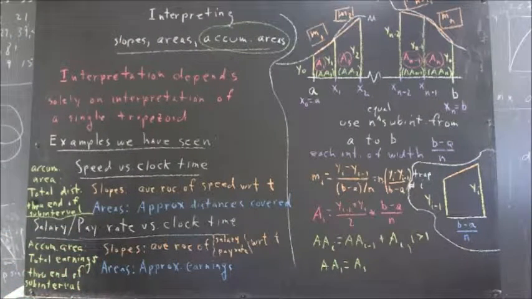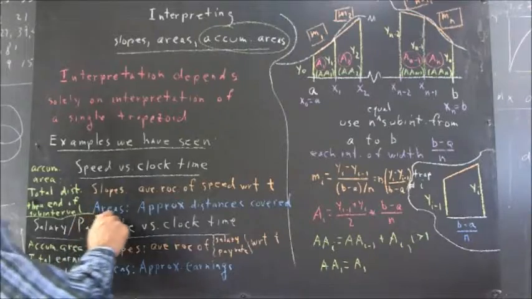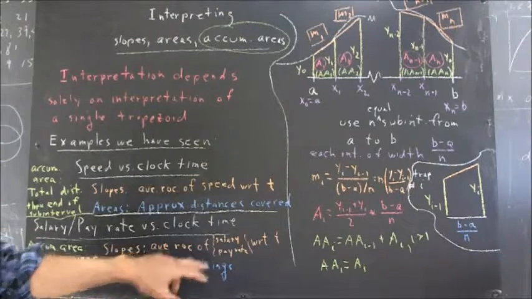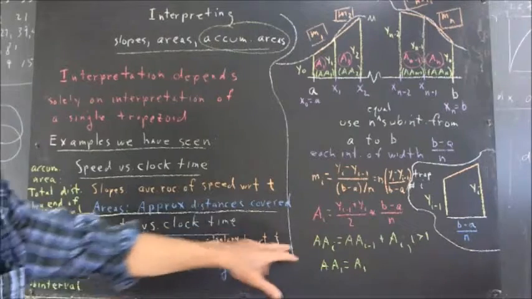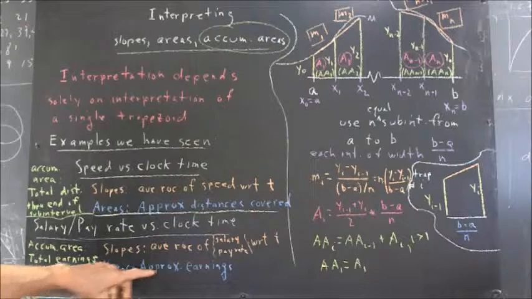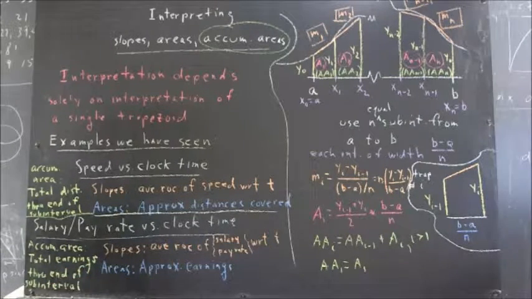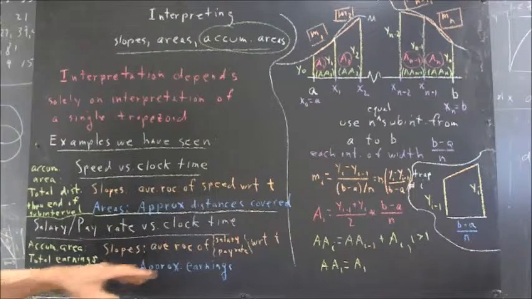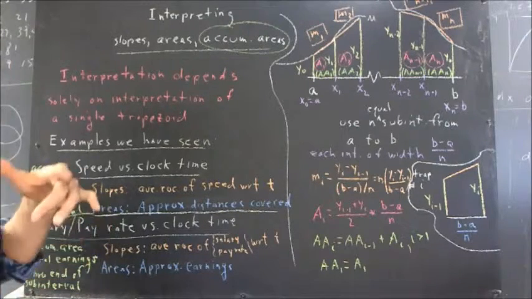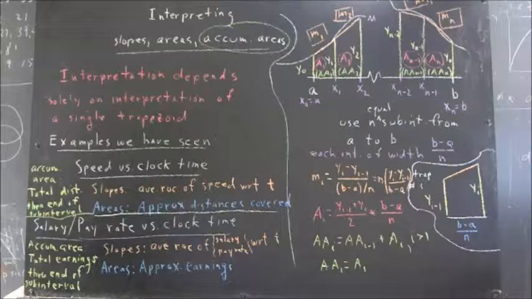In the example of pay rates versus clock time, a typical trapezoid will have slopes that represent the average rate of change of salary or pay rate with respect to time, clock time in this case. And the areas are going to represent approximate earnings. The area of an individual trapezoid is the approximate earning during the corresponding interval. And accumulated area is going to be the total earning through the end of whatever subinterval you're looking at.